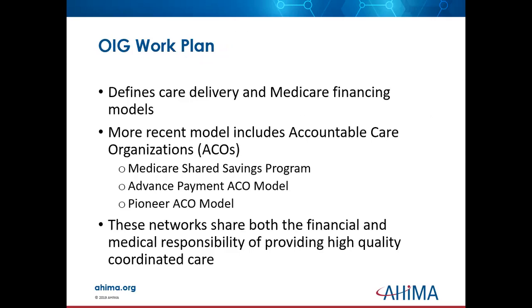The OIG work plan talks about how we're financing Medicare. And there's some new developments on it that include such things as accountable care organizations, which is basically going across the continuum of care to both improve quality and reduce cost. And this has led to other things along this line, such as the Medicare Shared Savings Program, Advanced Payment Accountable Care Model, and the Pioneer Accountable Care Organization model.